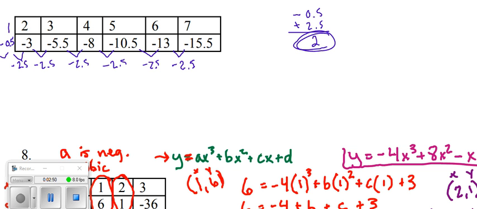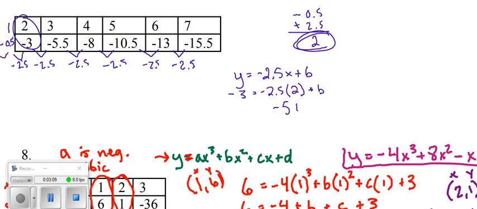Also on this one, you find out that a is negative 2.5, so y equals negative 2.5x plus b. And if you don't want to do this business with the table, then you can just take a point. For example, 2, negative 3. The y value is negative 3. The x value is 2. You get negative 5 plus b is equal to negative 3. Add 5 to both sides, and you get that b equals 2. More than one way to get things done.